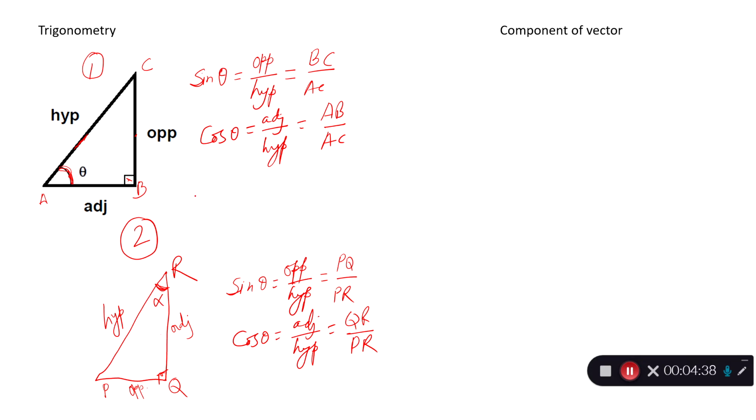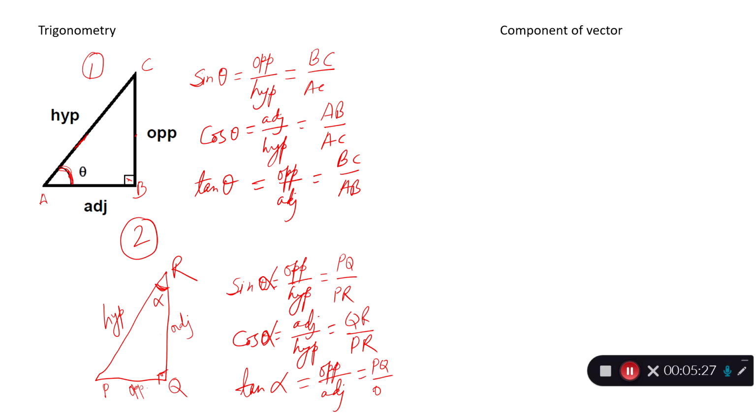Now look at the other trigonometric ratio, which is tan theta, equal to opposite side divided by adjacent side. In the first triangle, that is BC divided by AB. In the second triangle, the angle given is alpha, so I'll write alpha instead of theta. So if I define tan alpha in the second triangle, it is the same formula, opposite divided by adjacent side, which is PQ divided by QR. Now this is the revision of trigonometry.